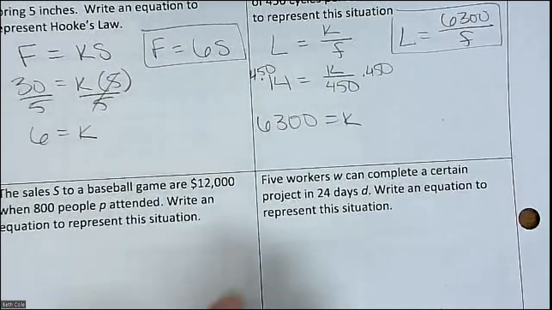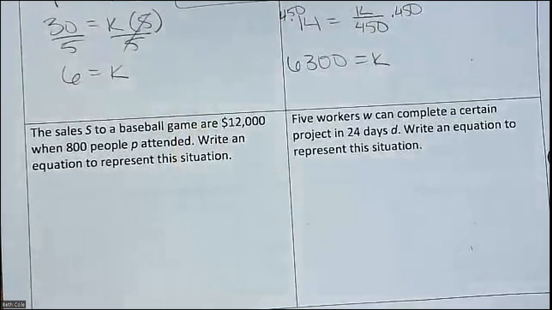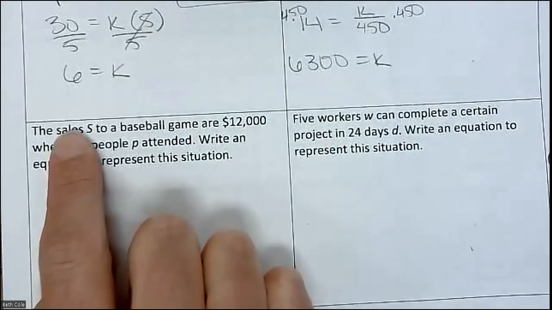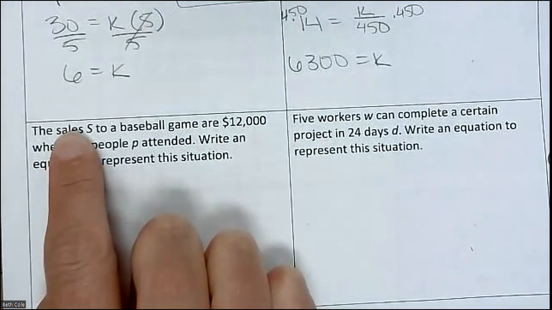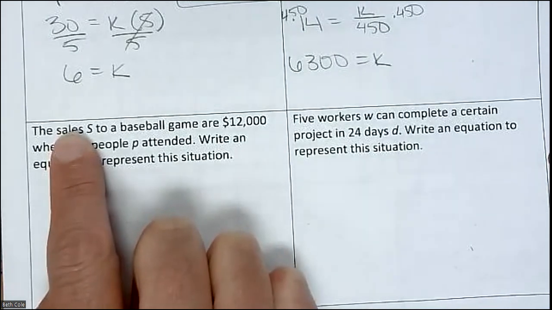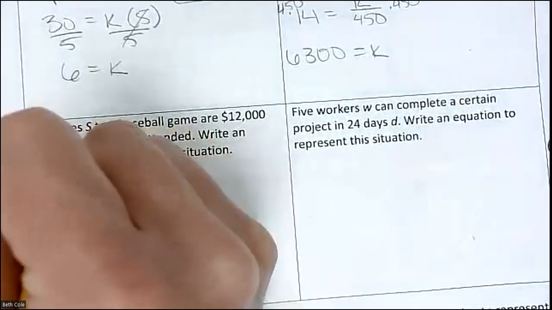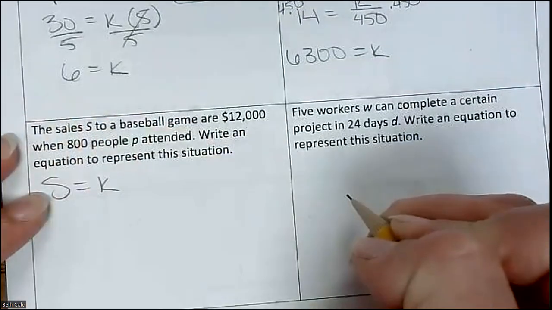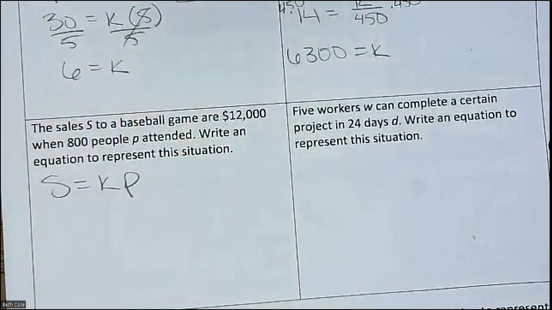So look at the next one. S is sales to a baseball game, which is $12,000. 800 people attended. It doesn't say if it's direct or inverse, but look, the more people that go to the game, the more sales. That's a direct variation. As one thing goes up, the other goes up too. So it's going to be S equals K times P. S is sales, P is people.